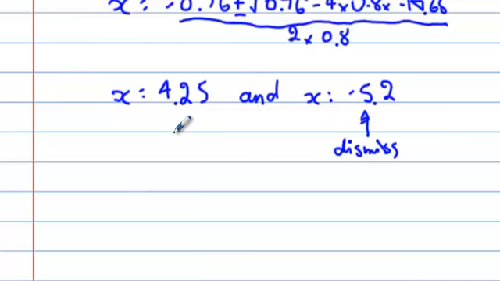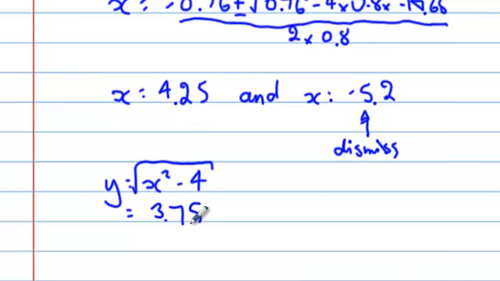It asked us to solve for x and y. So if I go back to the x squared equals y squared plus 4 and rearrange that for y, I get the square root of x squared minus 4. Substitute in the 4.25, I get that y is 3.75.